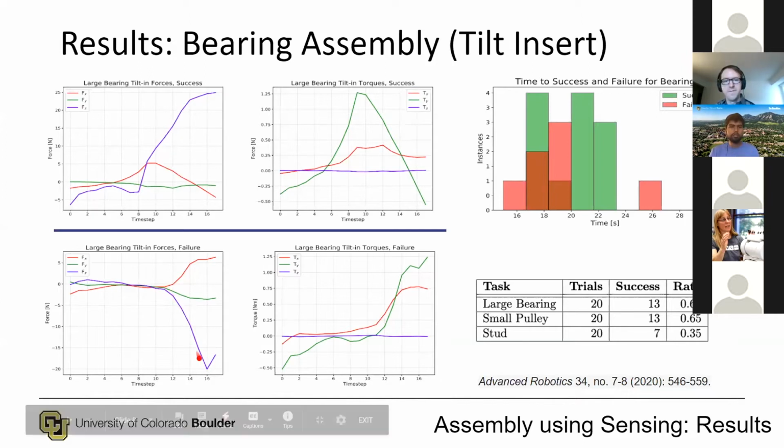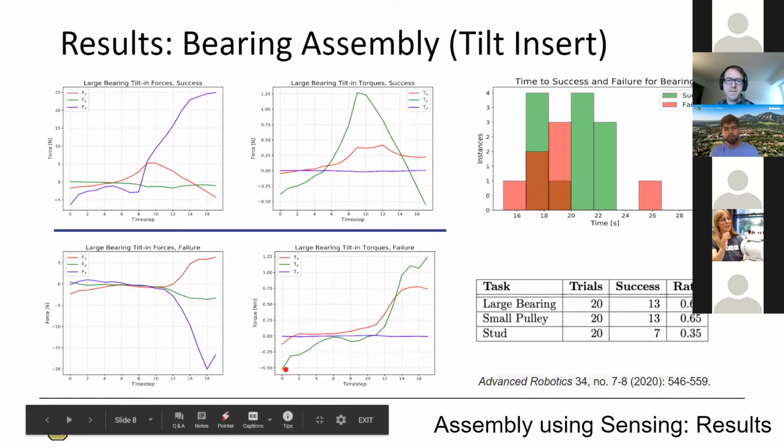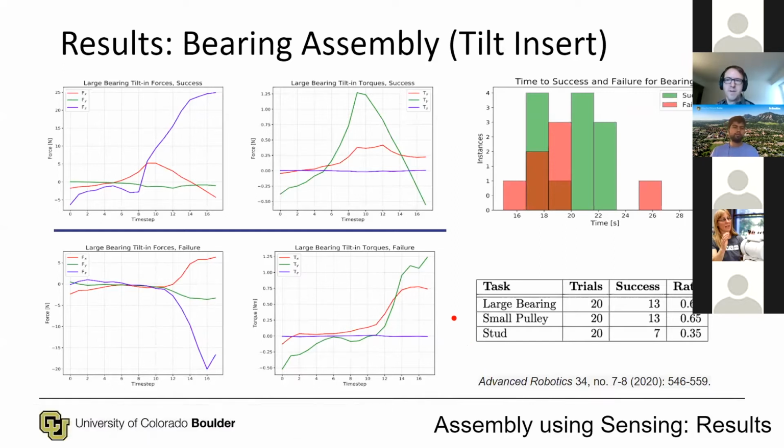Now, looking at the torque plots, we see that for a successful trial, the torque across Y peaks and then falls. This is because the bearing resists being rotated within its hole and pops into place. For the failed trial, we see that it lacks the falling edge of the TY peak, and this is because of the misalignment; the torque is never relieved.